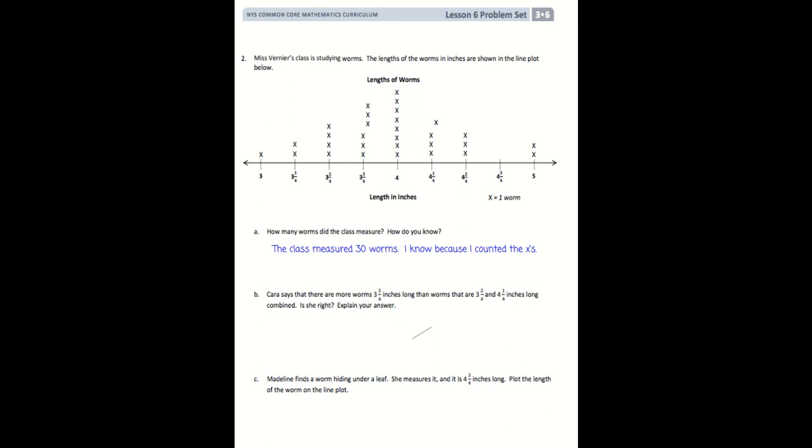On B, Kara says that there are more worms 3 3/4 inches long than worms that are 3 2/4 and 4 1/4 inch long, or 4 1/4. Is she right? Explain your answer. Well, there are 6 worms that are 3 3/4 inches long. So 1, 2, 3, 4, 5, 6.